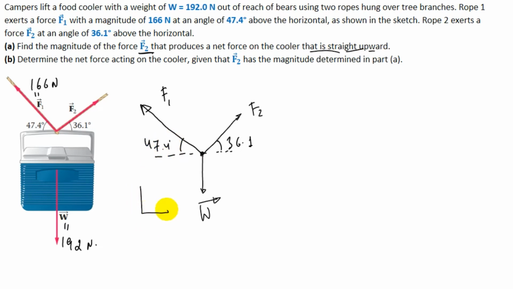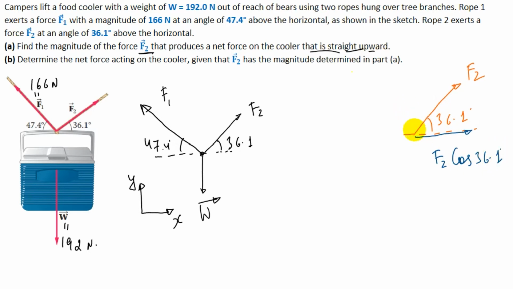And this direction I'll be taking the X, and this one is the Y direction. Now the force F2 will have its component along the X and the Y direction. This is force F2, and this angle we have 36.1 degrees. Now along the X direction, its component will be F2 cosine theta, theta is 36.1 degrees, and along the Y direction its component will be F2 sine theta, theta we have 36.1 degrees.